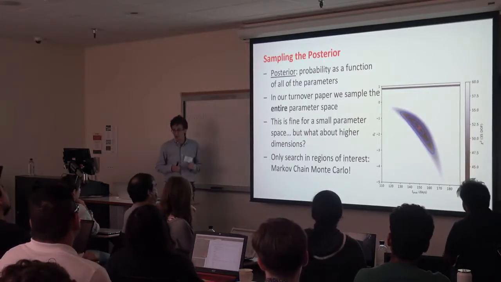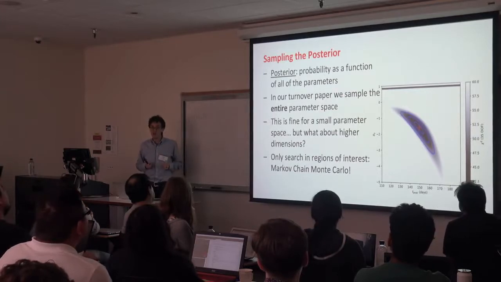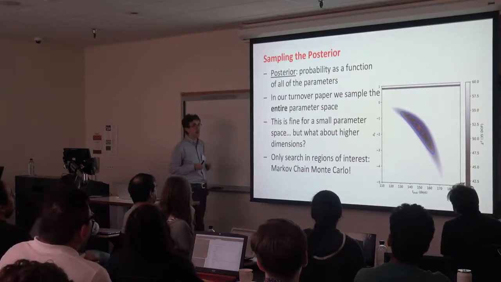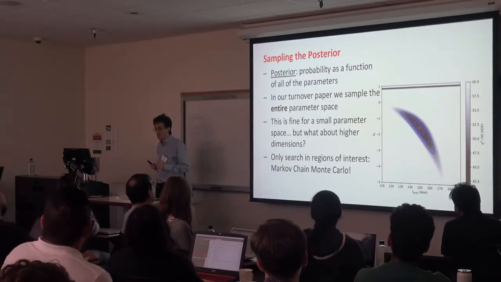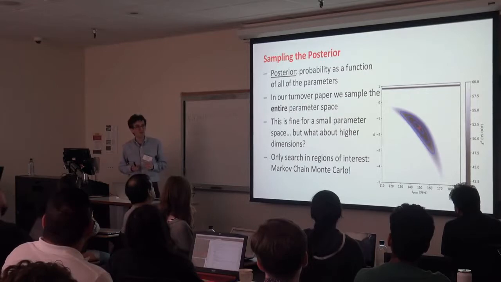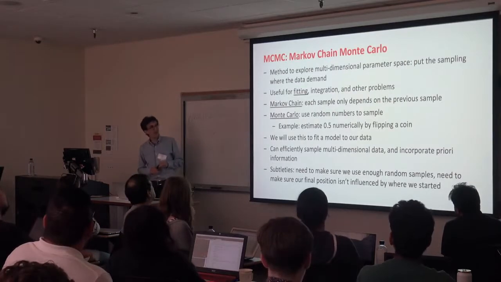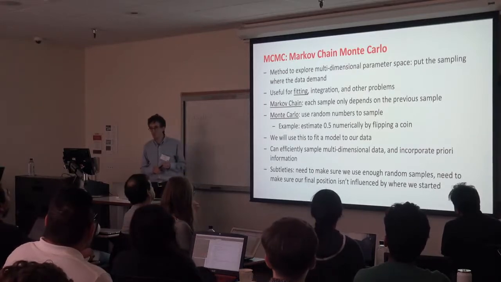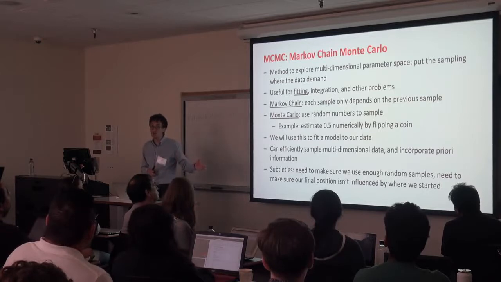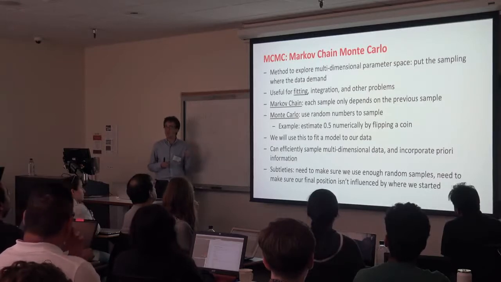So we have Python's curve fit. If we're trying to do something a bit better, a bit more robust, that can deal with even higher dimensions of data, or that can deal with prior information, we might want to use a Markov chain Monte Carlo. So an MCMC, or Markov chain Monte Carlo, is a way to explore multi-dimensional parameter spaces. It's used for curve fitting, it's used for integration, and a whole bunch of other things. And what it really does is it puts the sampling where the data demand it.